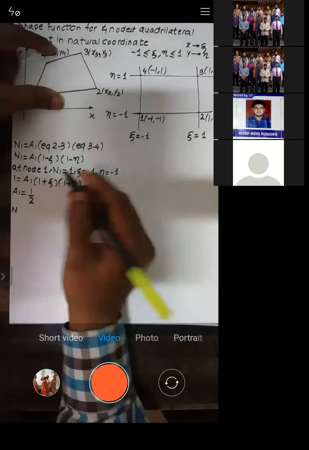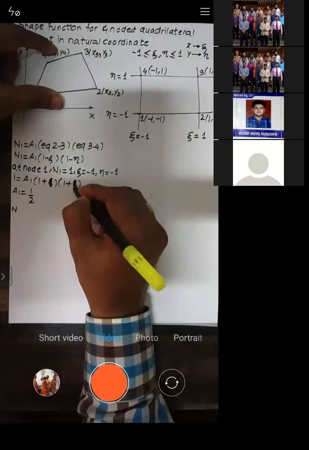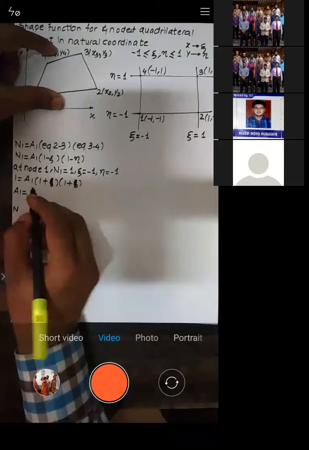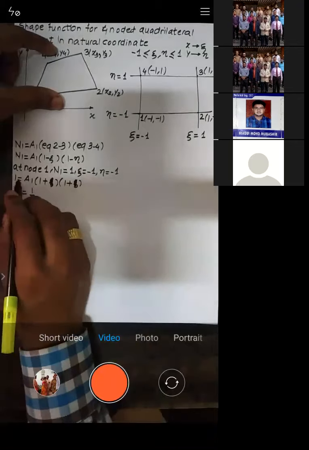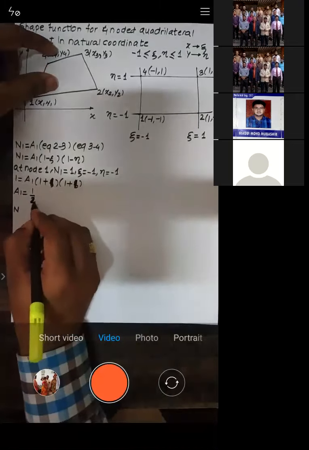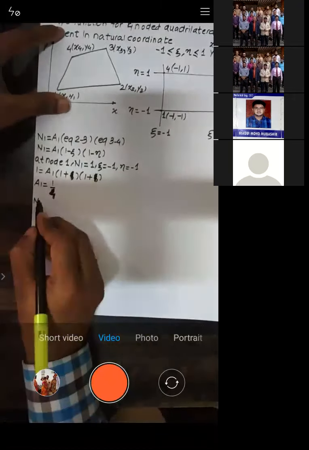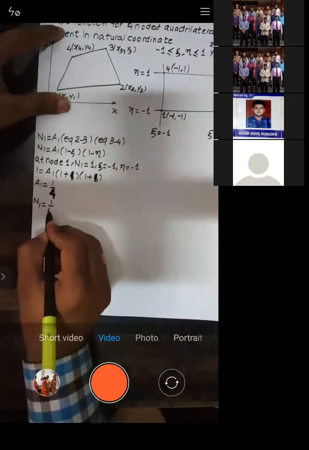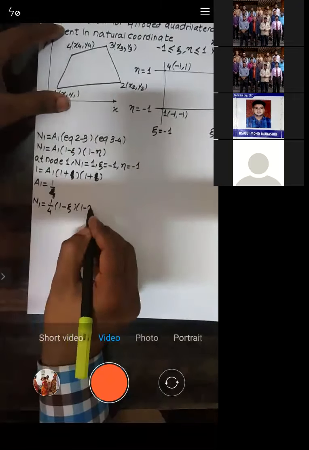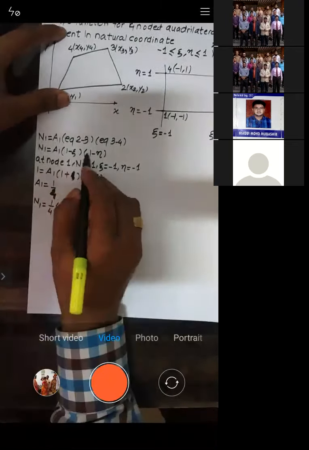Let me put those values: 1 plus 1, and here again 1 plus 1. So 1 is equal to a1 into 2 into 2, which is 4, so a1 is 1 by 4. Now N1 is equal to 1 by 4 into (1 minus zeta) into (1 minus neta). We put the value of a1, 1 by 4, into 1 minus zeta, 1 minus neta.